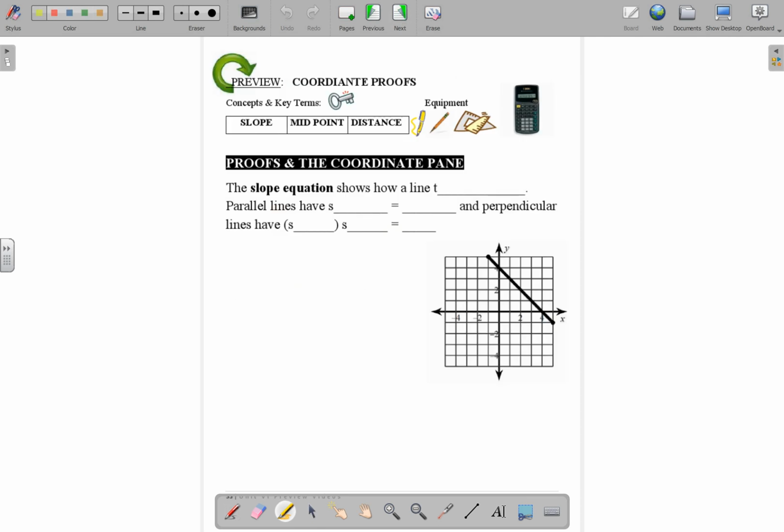Today we're going to talk about coordinate proofs. All a proof is an explanation. And when it's a coordinate, that means you're on an XY grid. So we're going to do an explanation on an XY grid, which means we're going back to slope, midpoint, and distance.